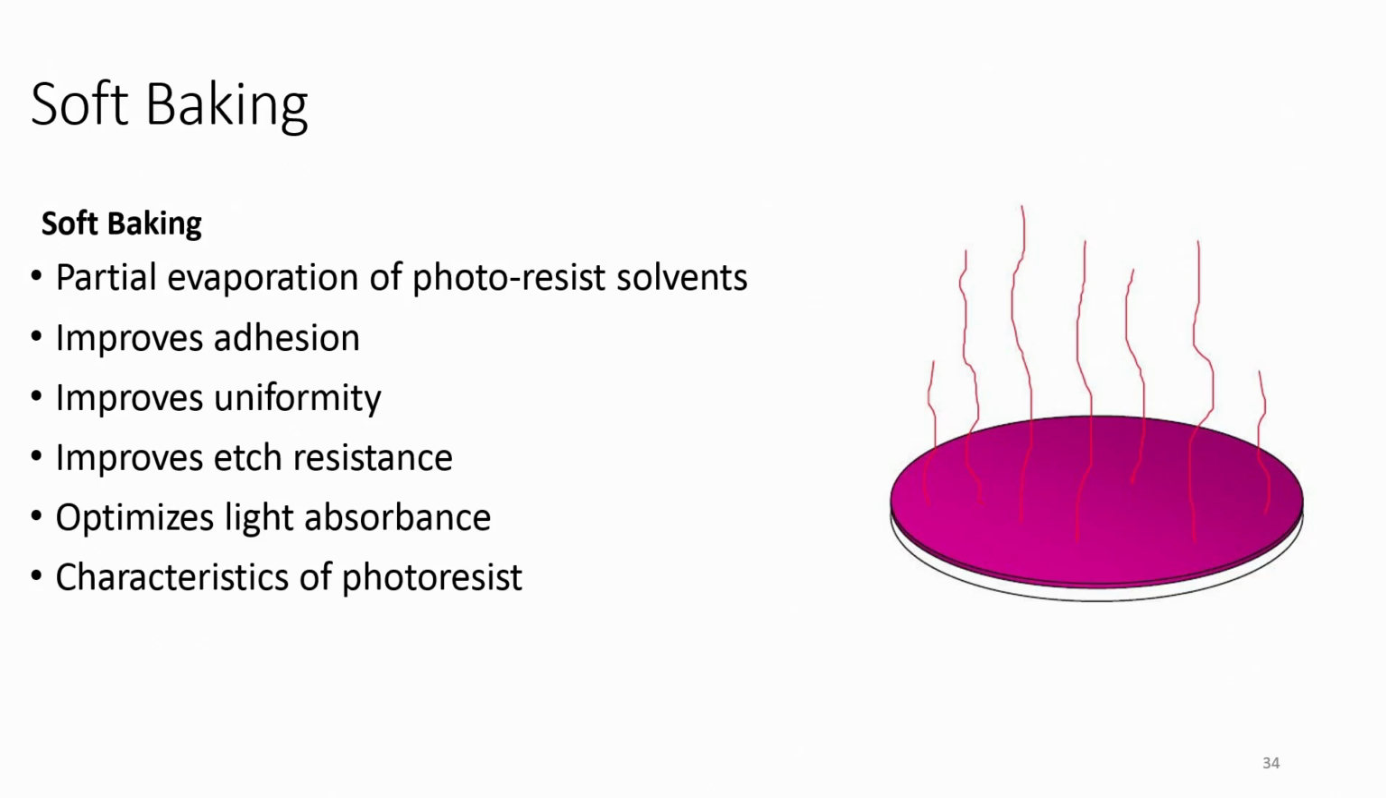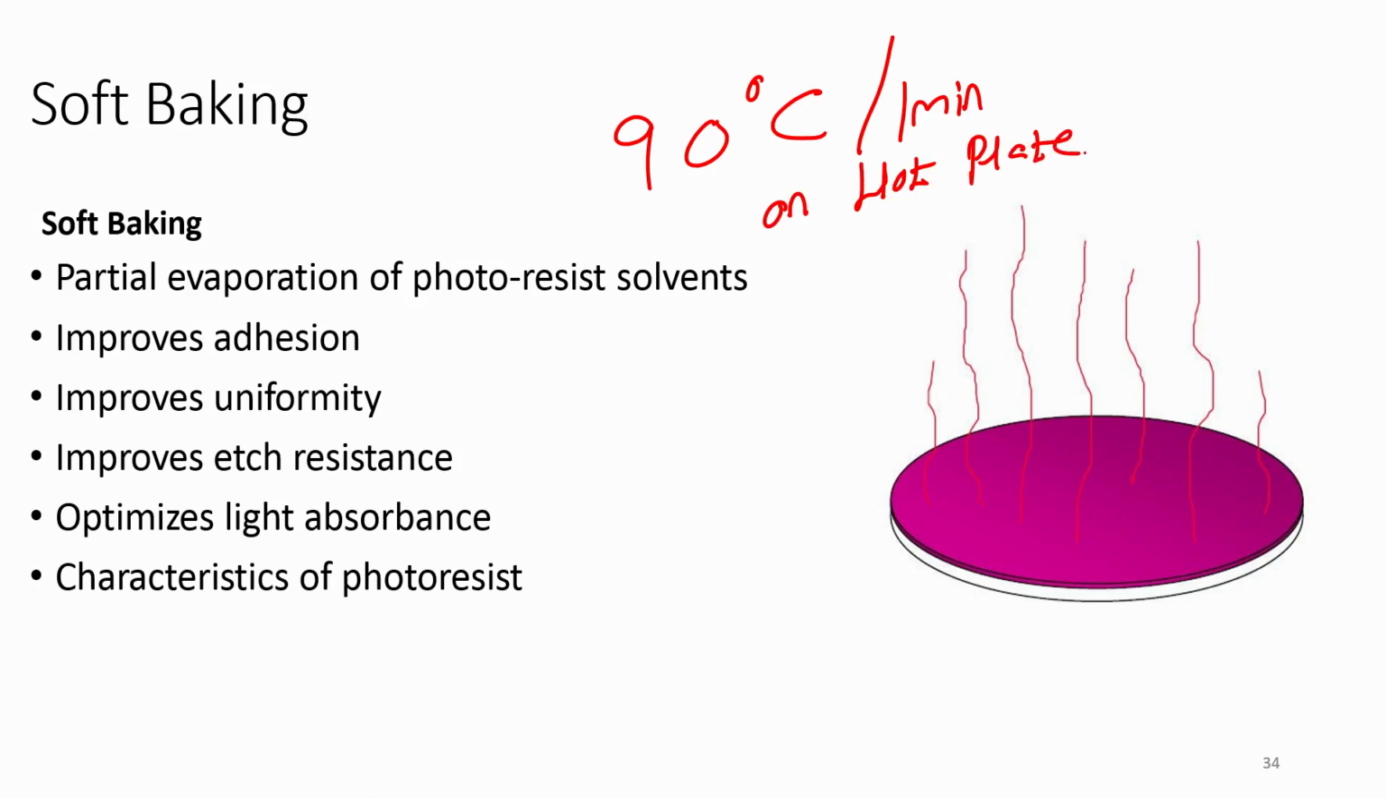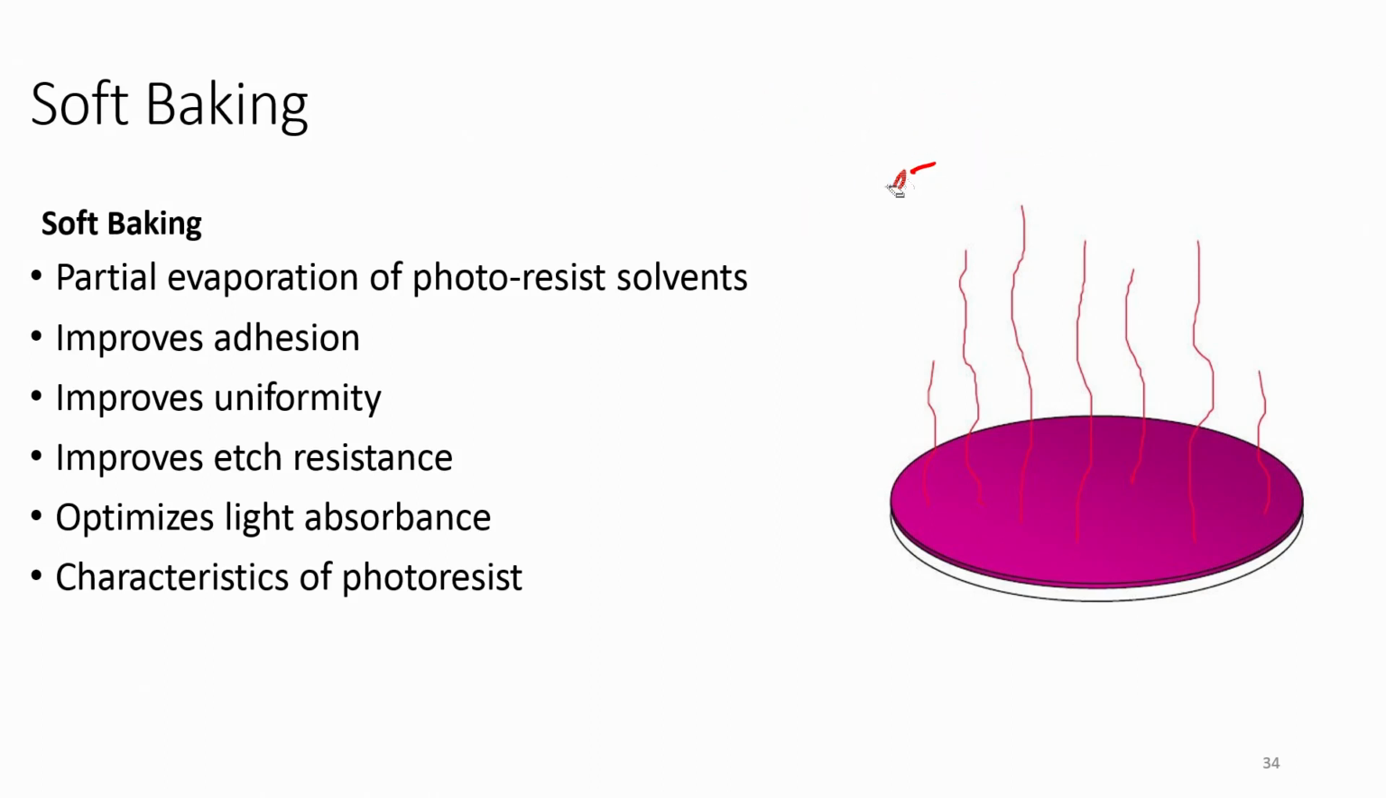So, if you remember, the steps in photoresist processing: after spin coating there is a soft bake. Soft bake, like I said, is 90 degrees, 1 minute, depending on the type of photoresist. 1 minute on what? On a hot plate. So, when we perform soft baking, what is the advantage of soft baking?